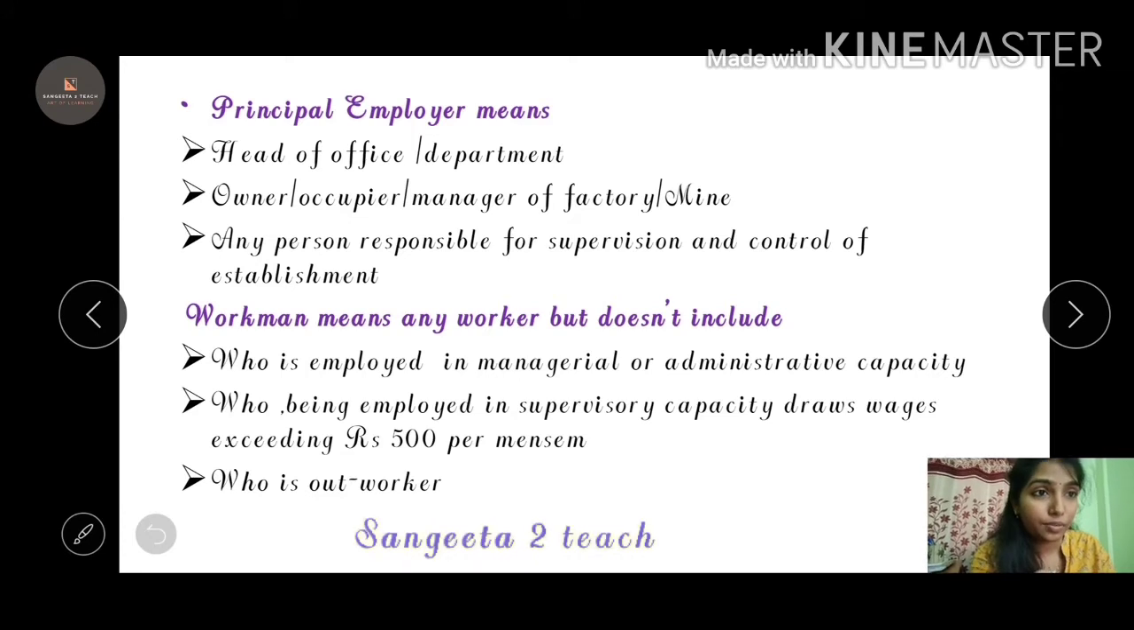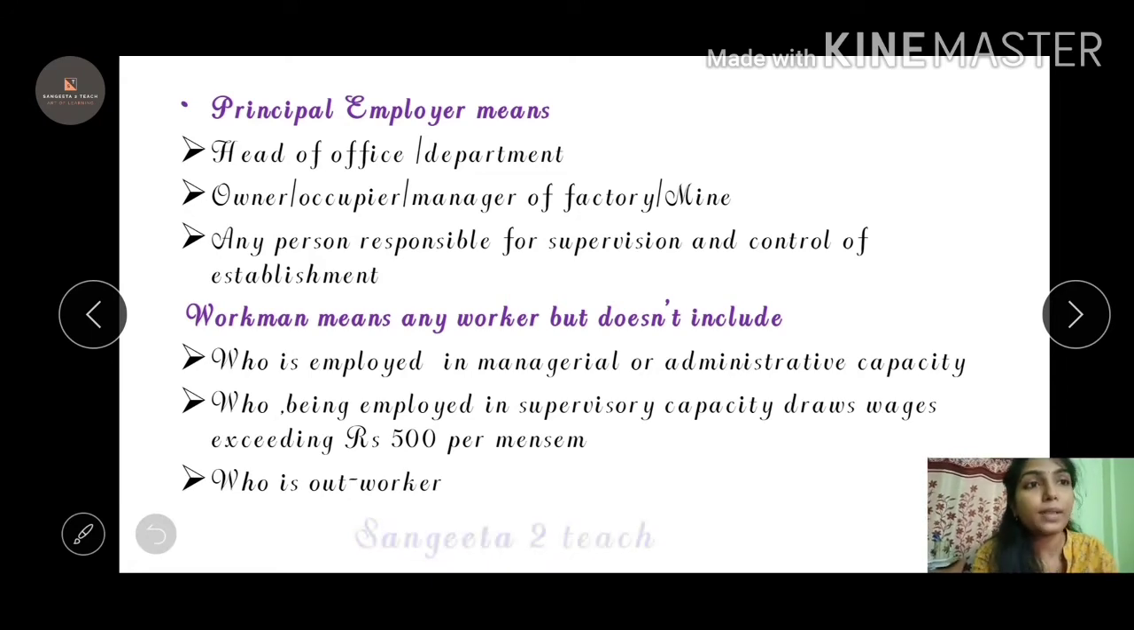Who is a workman? A workman is a person who works, right? But it does not include a person who is at the managerial level. First thing, he is not involved in the administration, and he does not even draw an amount which is in excess of 500 rupees, and who is not an outworker. Who is an outworker? It does not include them in the workers. A workman is a man who takes less than 500, who is not involved in manufacturing and administrative processes, and whoever is an outworker will not be included in that particular workman.